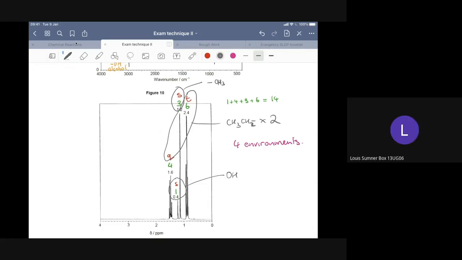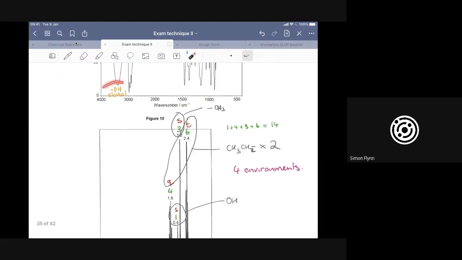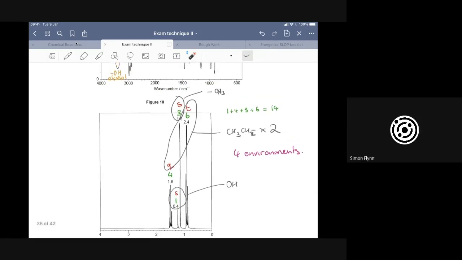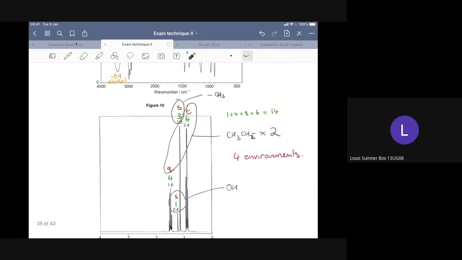Yes, and then for the other ones, a singlet with 1 is always going to be an OH. Well, given that we've established there is an alcohol, yes. Could it be anything else? That singlet with 1. It is possible that a structure could be there where there were no hydrogens on adjacent carbons, and it was the only hydrogen. It's unlikely, but you know.